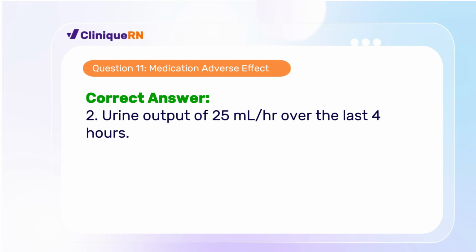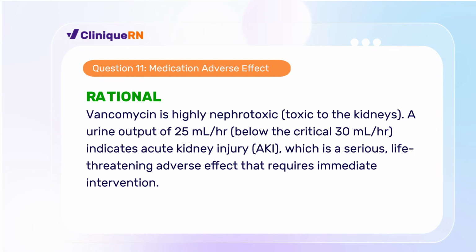The correct answer is 2. Urine output of 25 milliliters per hour over the last 4 hours. Rationale. Vancomycin is highly nephrotoxic, toxic to the kidneys. A urine output of 25 milliliters per hour, below the critical 30 milliliters per hour, indicates acute kidney injury, AKI, which is a serious, life-threatening adverse effect that requires immediate intervention.